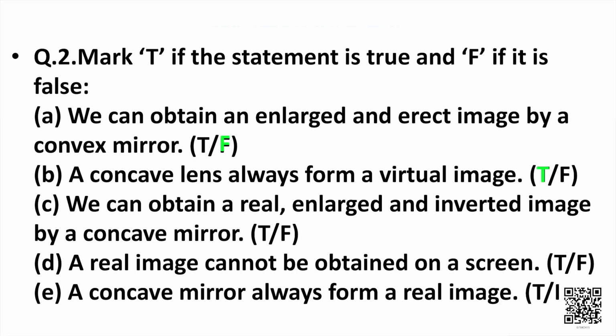The next statement is, we can obtain a real, enlarged and inverted image by a concave mirror. So students, this statement is true. Now the next statement is, a real image cannot be obtained on a screen. So students, this is certainly false. A real image can be easily obtained on a screen. Now the next statement is, a concave mirror always forms a real image. Well students, this is false as well.